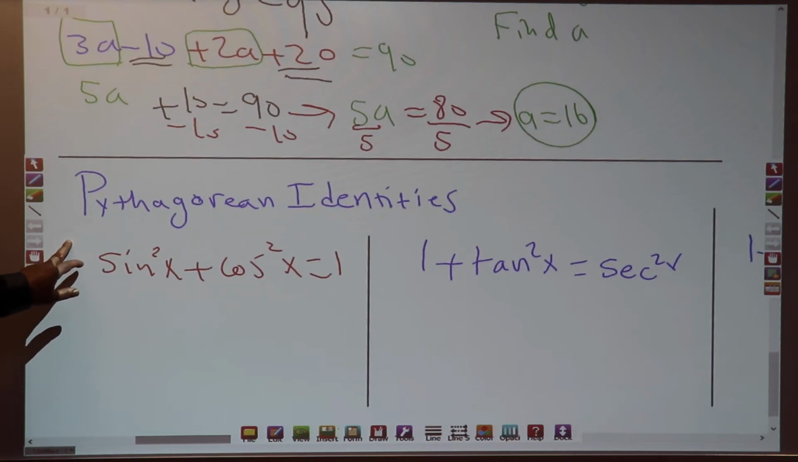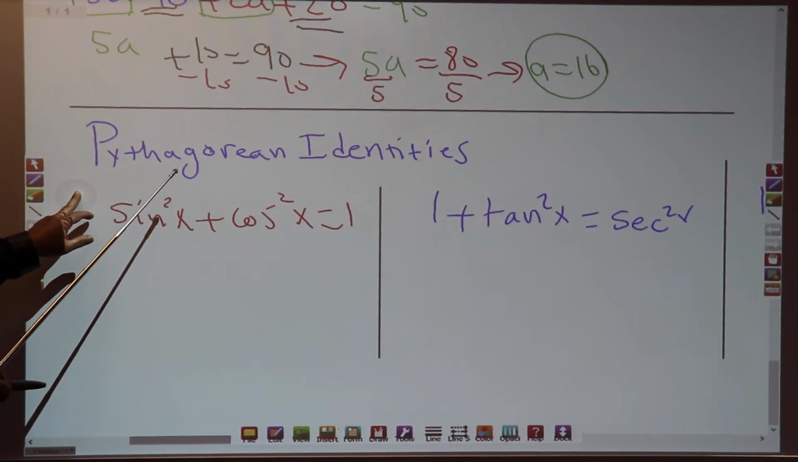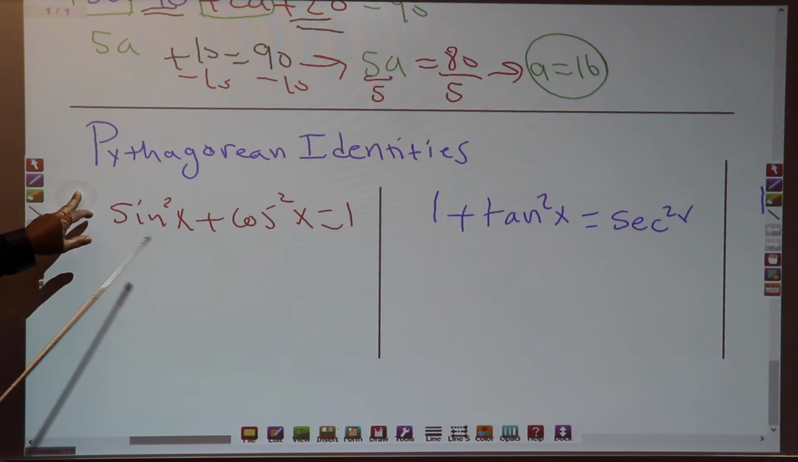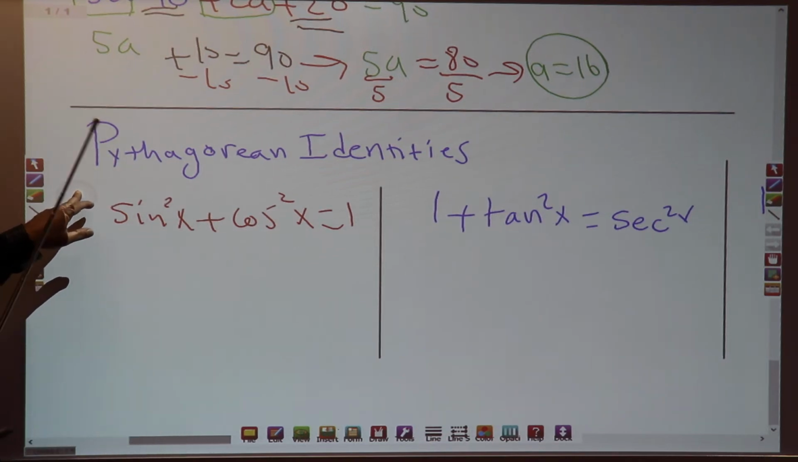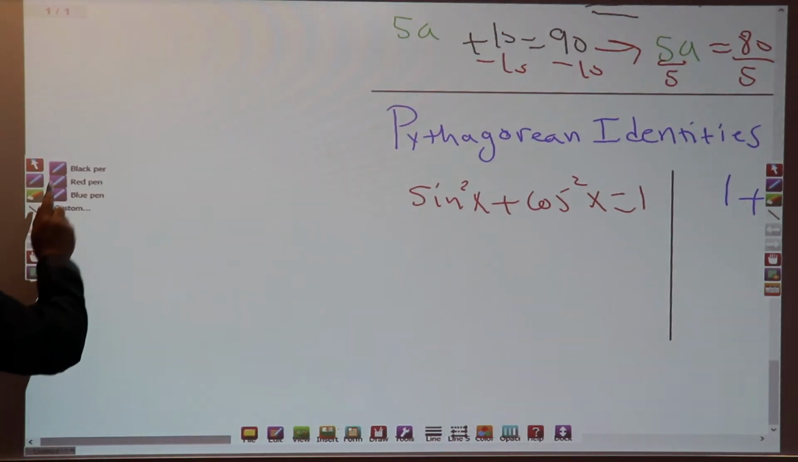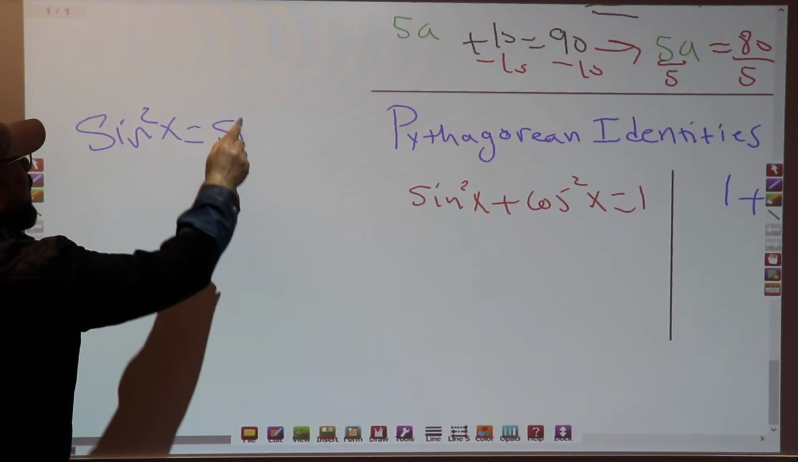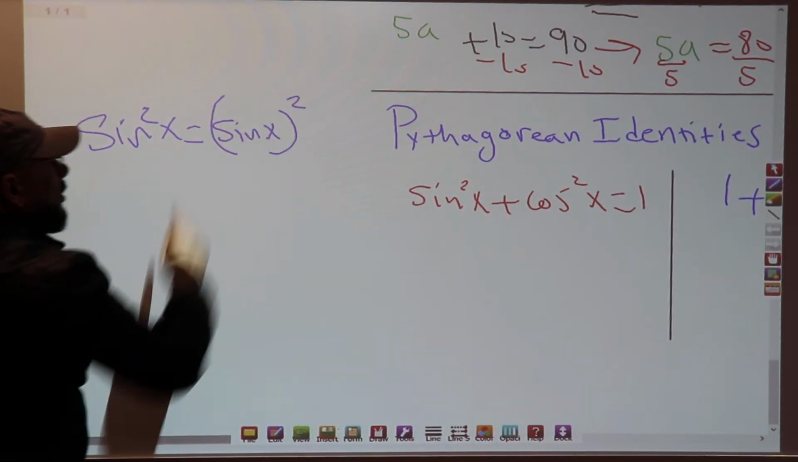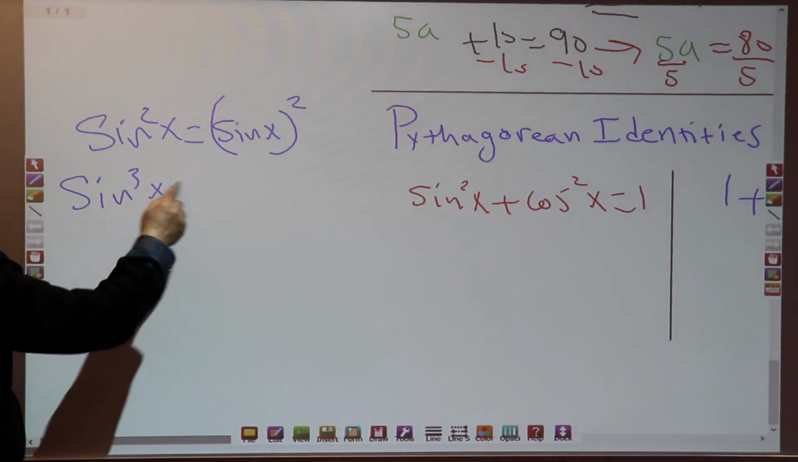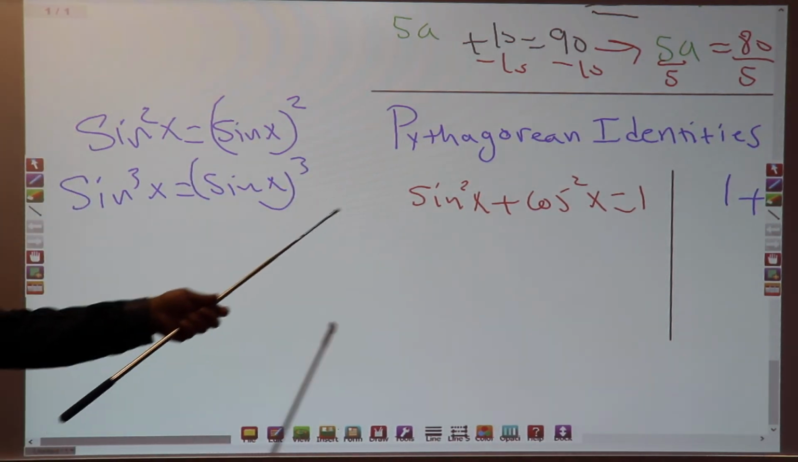A new type of identities, which is what we call them, say? Pythagorean identities. Sine square x plus cosine square x equals what? 1. But I need you to remember something in your math life. Sine square x is the same as sine x squared. Sine cube x is the same as what? Sine x cubed.